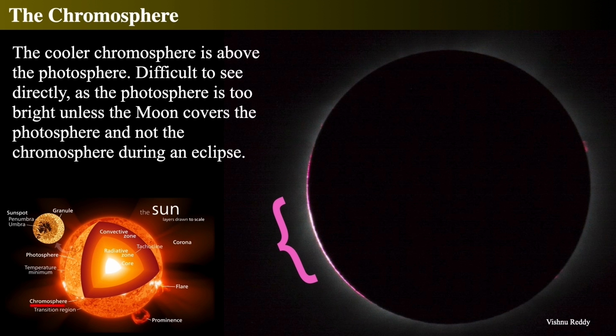And since it's hot, it will glow with this characteristic pink glow. And that characteristic pink glow is that of hydrogen. And that's what you're seeing in this image that Dr. Reddy did of the total solar eclipse back in August of 2017. You can't even see it unless the moon covers it during an eclipse.